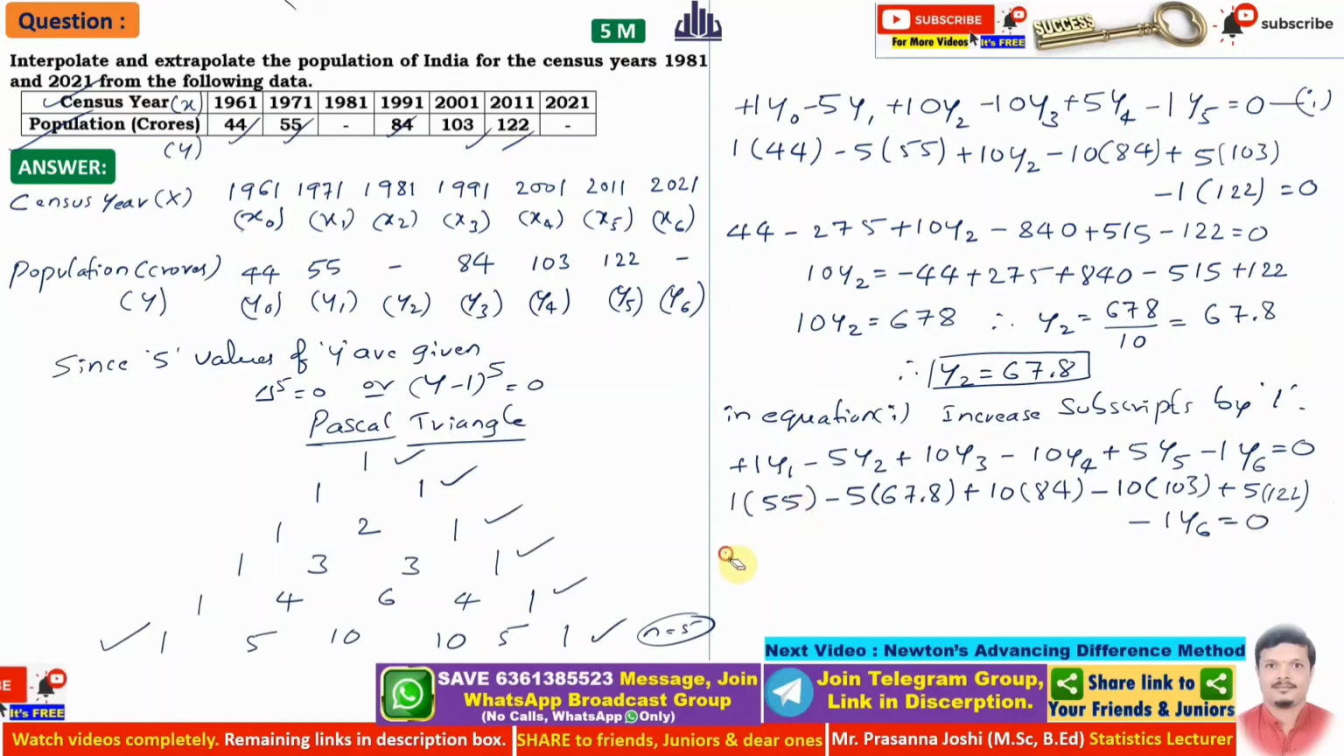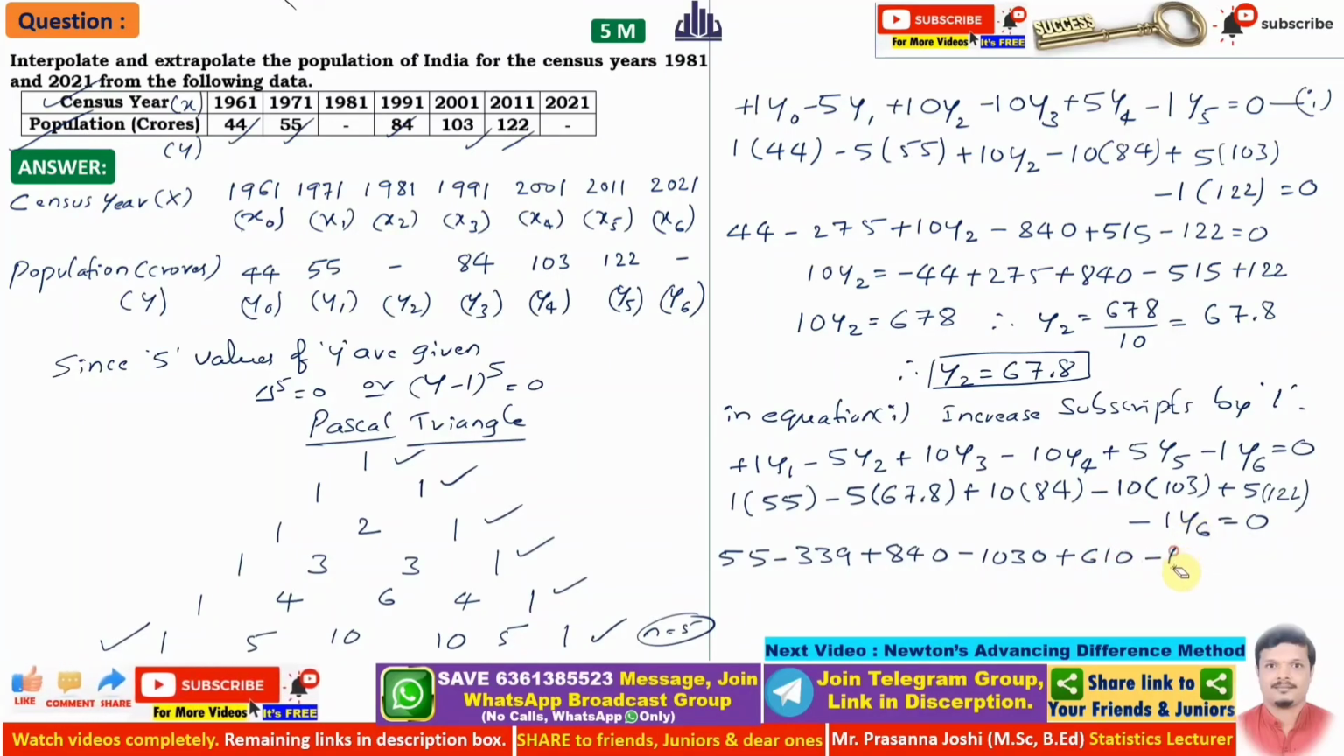55 multiplied by 1, that is 55, minus 67.8 multiplied by 5 will become 339, plus 84 multiplied by 10 is 840, and then minus 10 into 103, it is minus 1030, plus 122 multiplied by 5 becomes 610, minus 1 y6 as it is equal to 0.